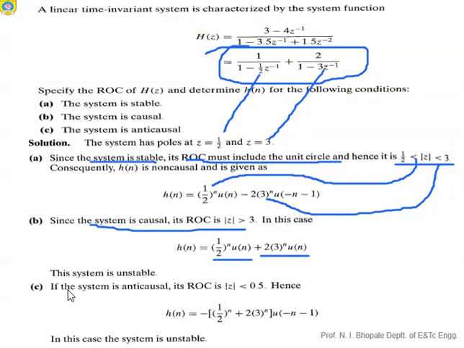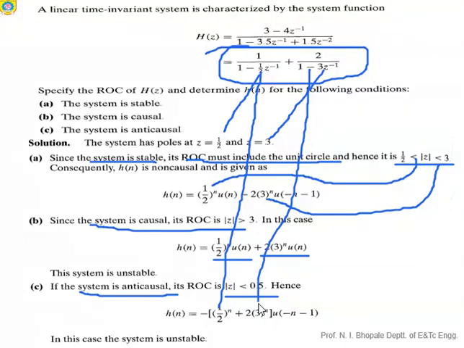And the last case is if the system is anti-causal, which means mod z less than 0.5. For this case, everything should be concentrated inside the circle with radius 0.5. So this is 1 by 2 raised to n plus 2 into 3 raised to n, and the important point is that it is u of minus n minus 1. So here we can conclude that the system is unstable. This is also unstable since it does not give the appropriate ROC for the system.